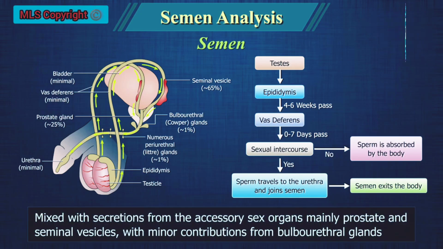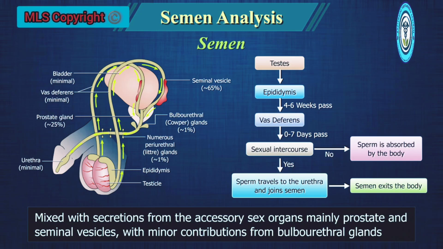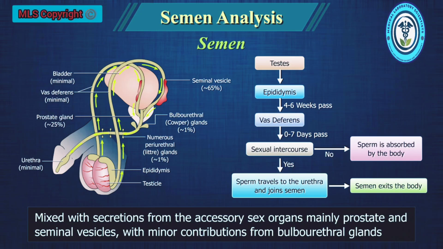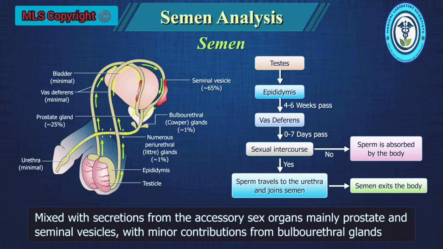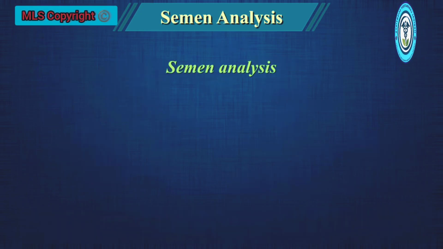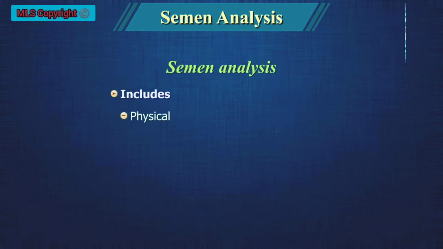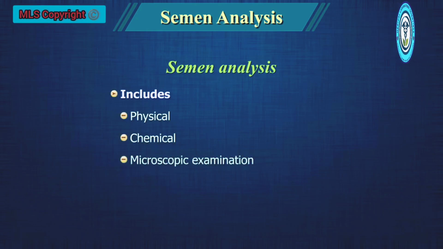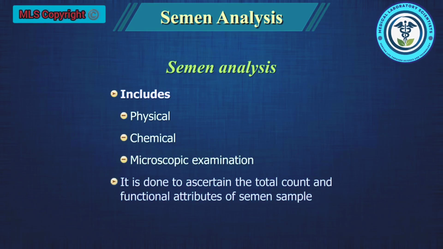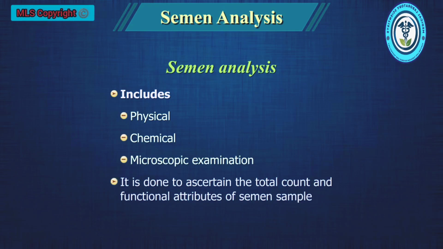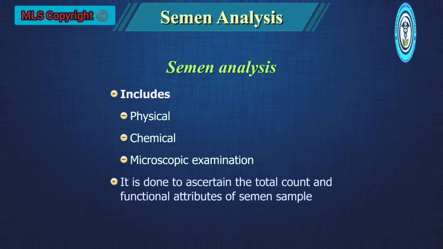the accessory sex organs, mainly prostate and seminal vesicles, with minor contribution from the bulbourethral glands. Semen analysis is the physical, chemical, and microscopic examination of semen. It is done to ascertain the total count and functional attributes of semen sample.